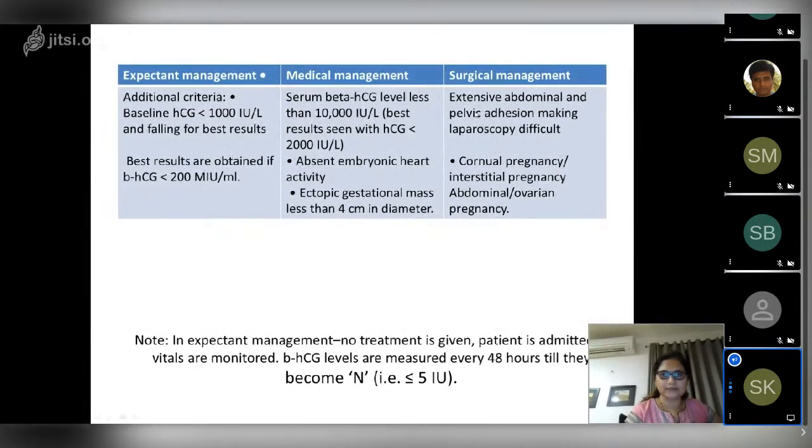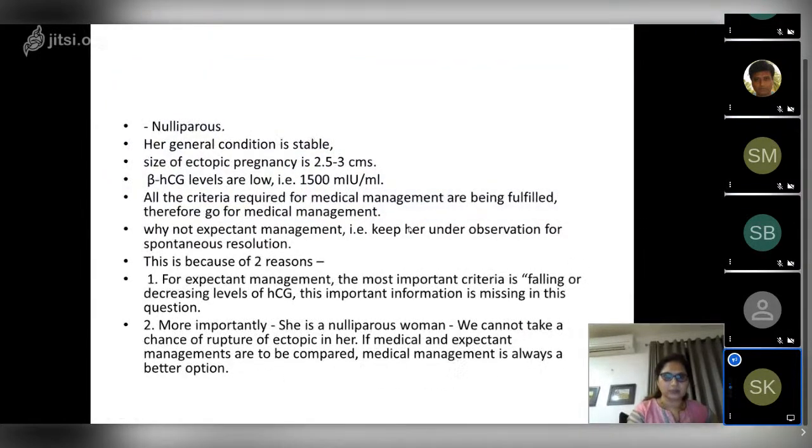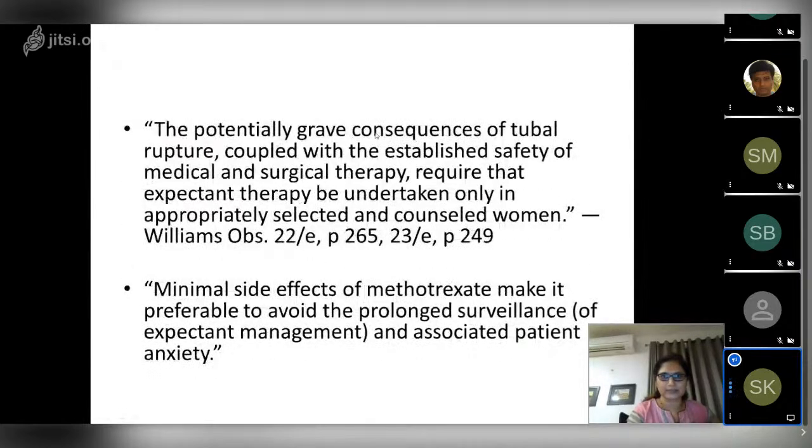In surgical management, when there is an extensive abdominal and pelvic adhesion, where the laparoscopy is difficult, you can go for a laparotomy directly. Or when you are suspecting a cornual pregnancy, an interstitial pregnancy, or an abdominal or ovarian pregnancy, you have to go ahead with a laparotomy. Okay, so these are the important criteria, again, points to remember. Now, the above patient, what we discussed were these points, and we came to the answer that the expectant management is the best answer for her.